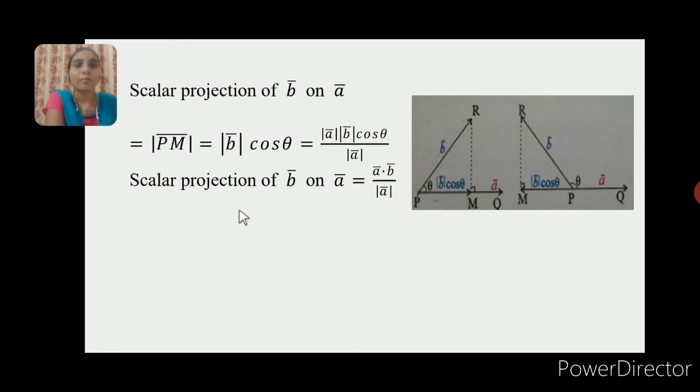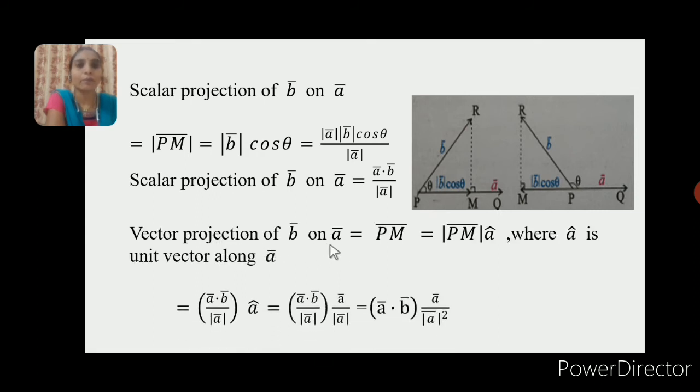Scalar projection of B bar on A bar is equal to magnitude of PM bar, which is equal to magnitude of B bar into cos theta, multiplying and dividing by magnitude of A bar, which is equal to magnitude of A bar into magnitude of B bar into cos theta divided by magnitude of A bar. Scalar projection of B bar on A bar is equal to magnitude of A bar into magnitude of B bar into cos theta, that is dot product A bar dot B bar upon magnitude of A bar. This is scalar projection of B bar on A bar.